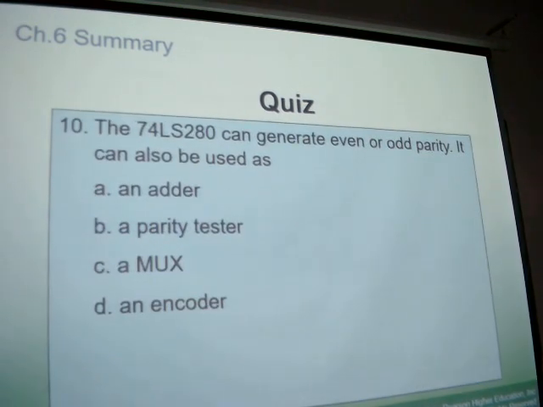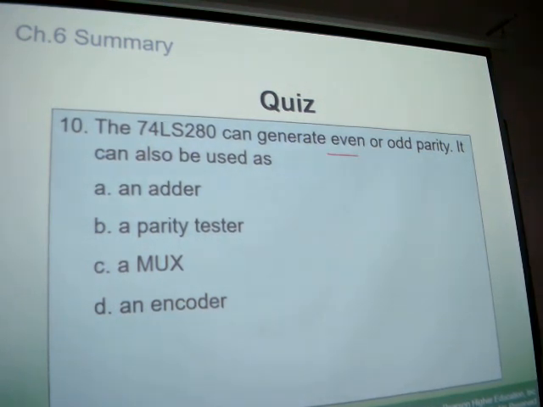Question 10. The 74LS280 can generate even or odd parity. It can also be used as a parity checker. Yeah, even or odd parity. So it's parity.